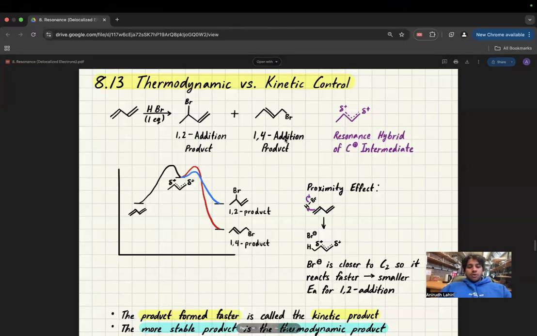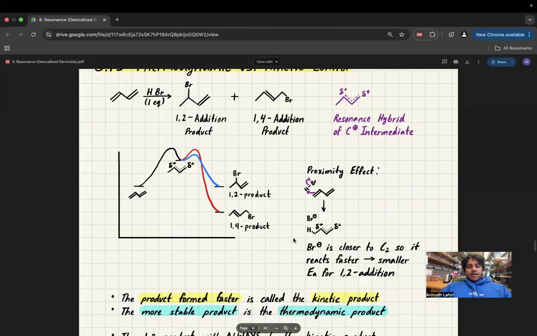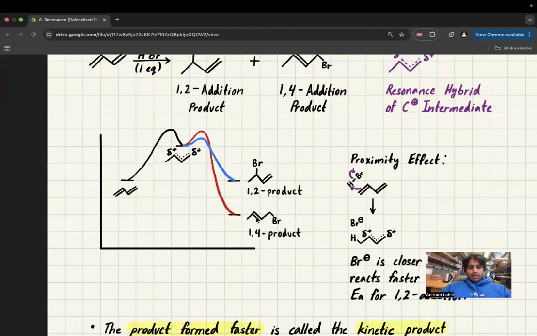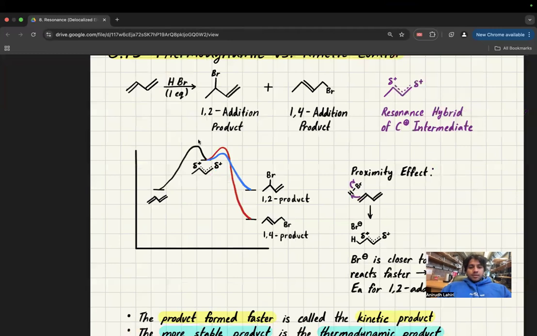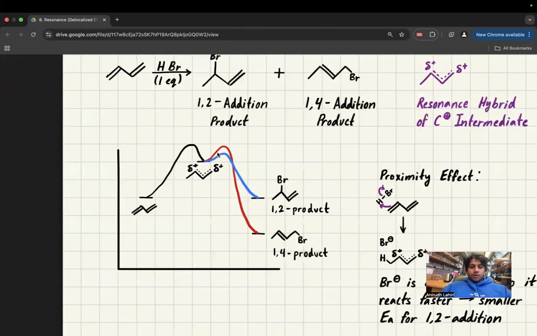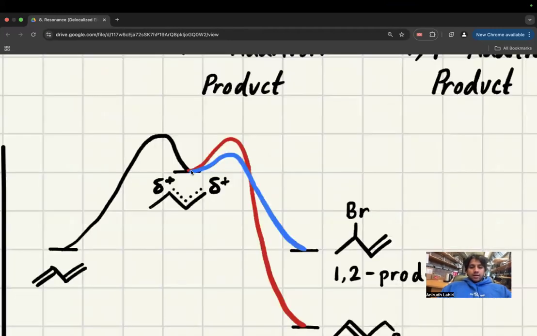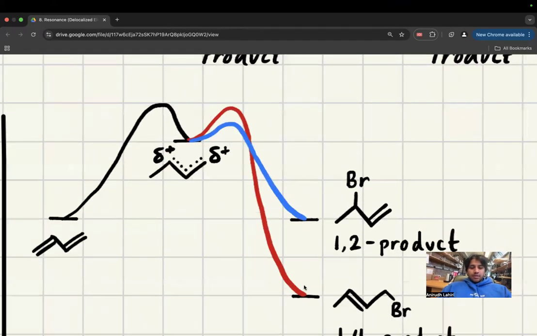So just simply put, the product that's formed faster is the kinetic product. The product that's more stable is the thermodynamic product. Thermodynamic means at the end of the day, this final product level is lower. Kinetic means that the initial bump is lower. So you see here that this bump is lower, so it'll form faster, right? But at the end of the day, this is more stable.